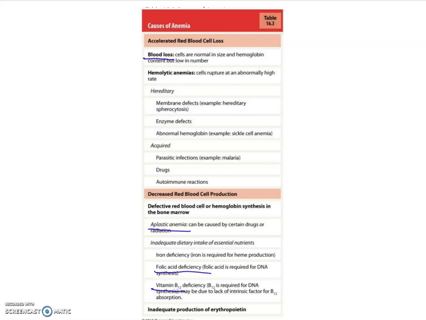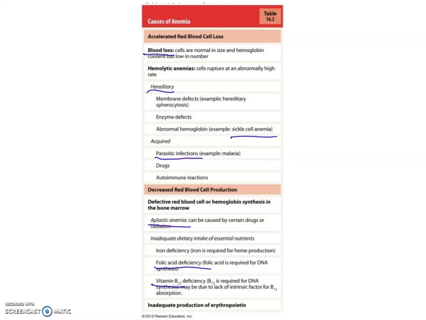Then there are various forms of hemolytic anemia. Hemolytic anemia could be hereditary. The most often heard genetic disease associated with hemolysis would be sickle cell anemia. That is when your red blood cells are deformed and they rupture all the time. And then there are some acquired forms of anemia that would be due to parasitic infections such as malaria. Some drugs also lead to anemia, and then some autoimmune reactions.